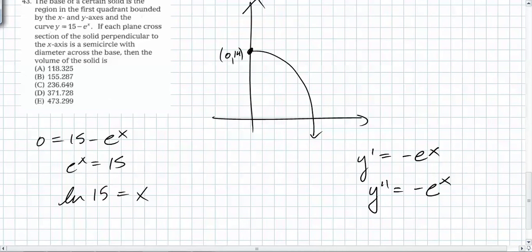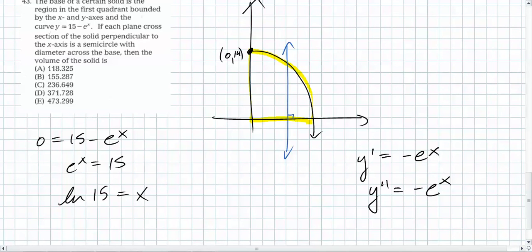The point is, this is the base you're dealing with. Do you agree with that right here? This is the base you're dealing with. It says each plane cross-section of the solid perpendicular to the x-axis. Do you agree that that's perpendicular to the x-axis right there? So you're making cuts like that.